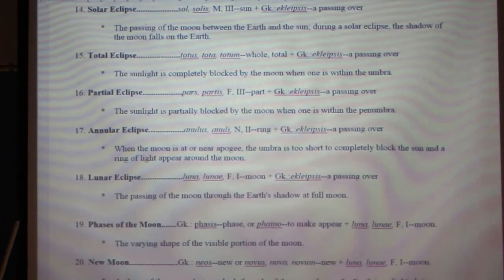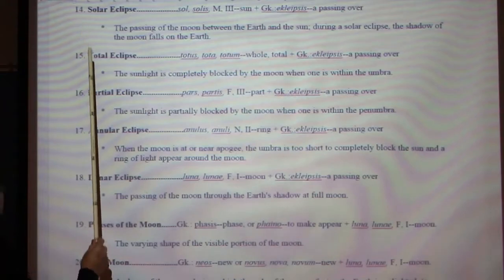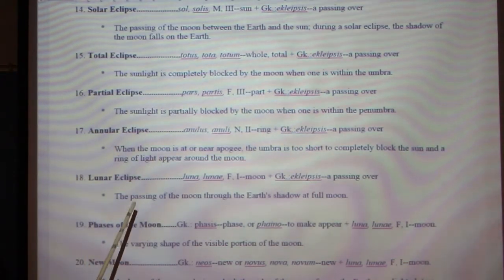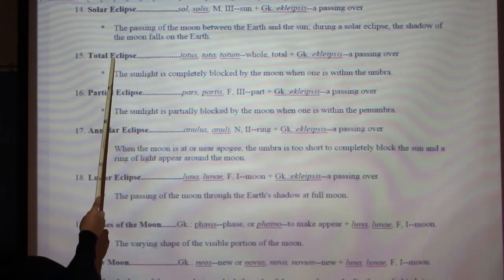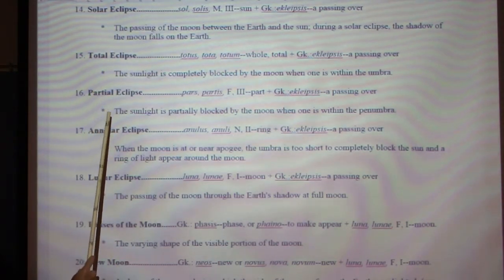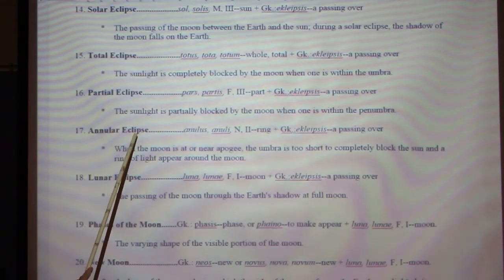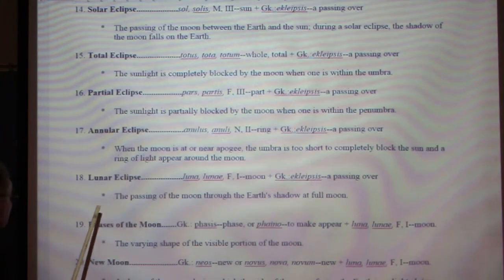Very good. So you have two kinds of eclipses. You can have a solar eclipse or a lunar eclipse. And you could have either a partial solar eclipse, a partial lunar eclipse, or a complete one, okay? Or you can have an annular eclipse. This is very unique, and I'll talk about that in a moment.